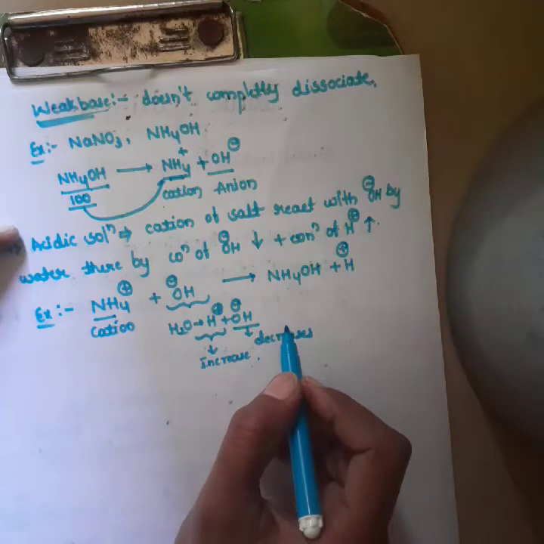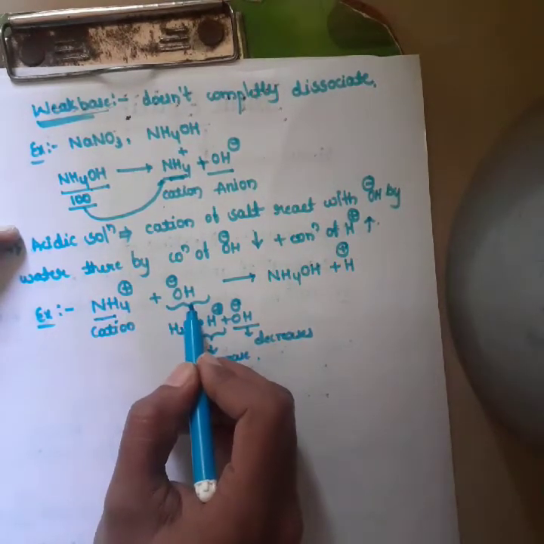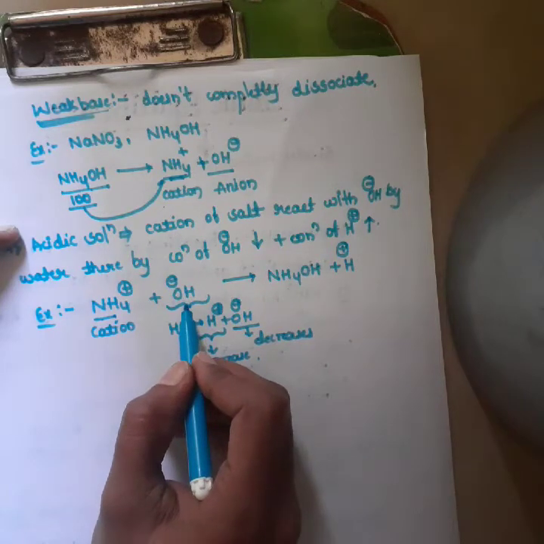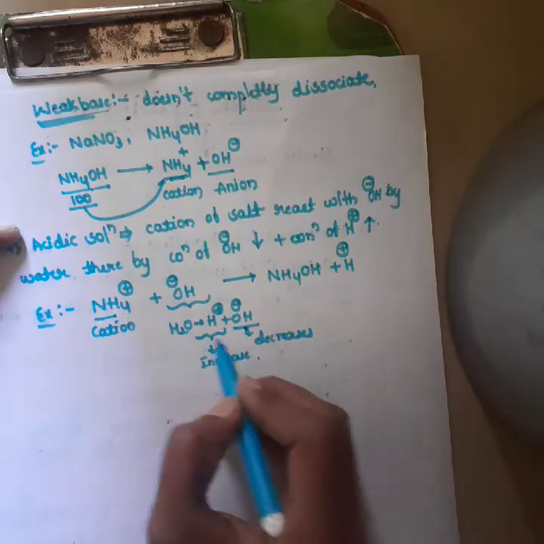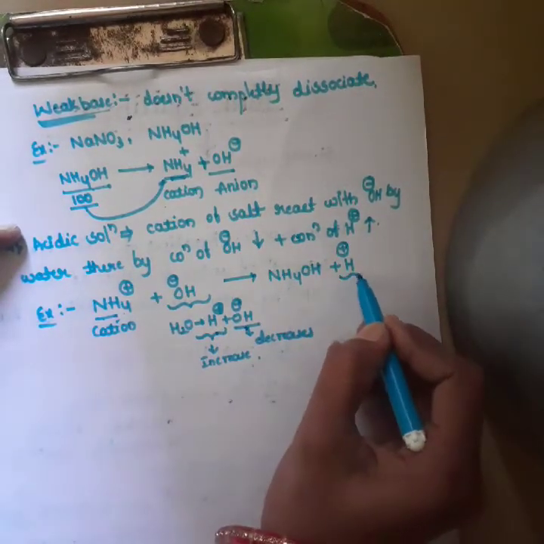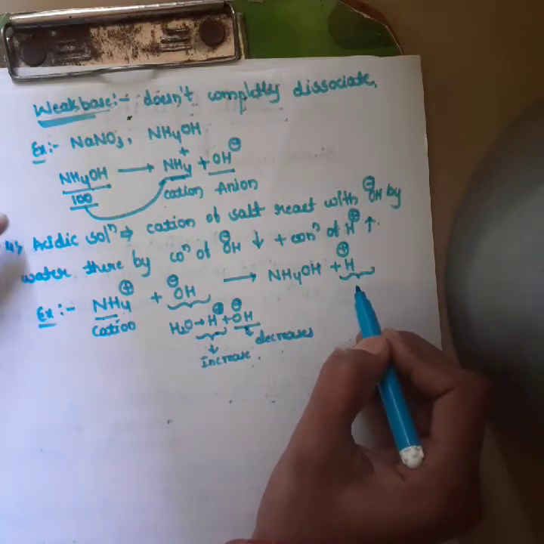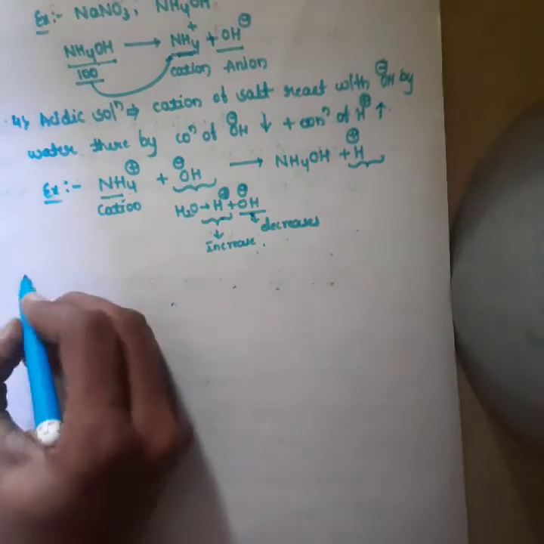What happens in an acidic solution? The cation of salt reacts with the negative charge, that is OH minus of water, thereby decreasing the concentration of OH minus ion and increasing the concentration of H plus. This is called an acidic solution.